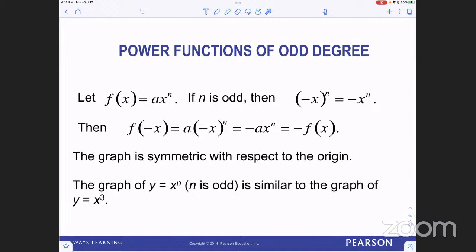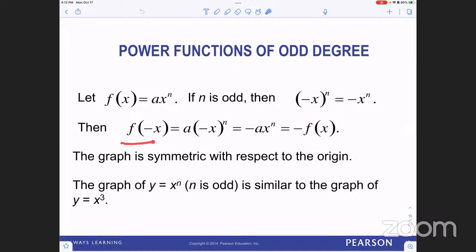So then we looked at the power functions of even degree. Now we want to look at power functions of odd degree. So we want to consider this power function, and if n is odd, and we consider negative x to the power of n, if we multiply an odd number of negatives together, we finish with a negative result, essentially.